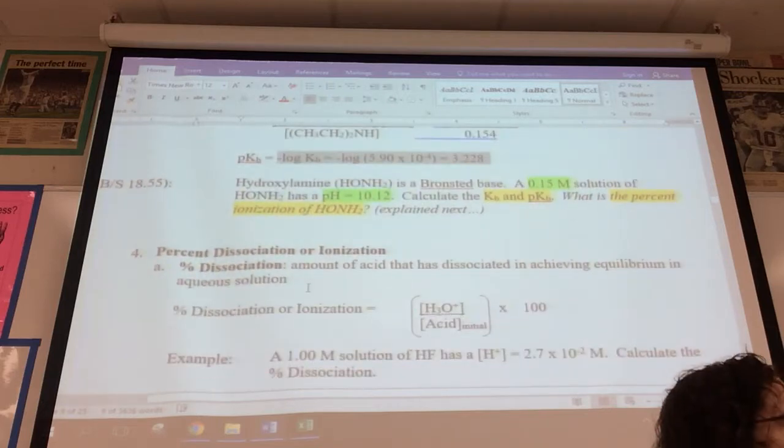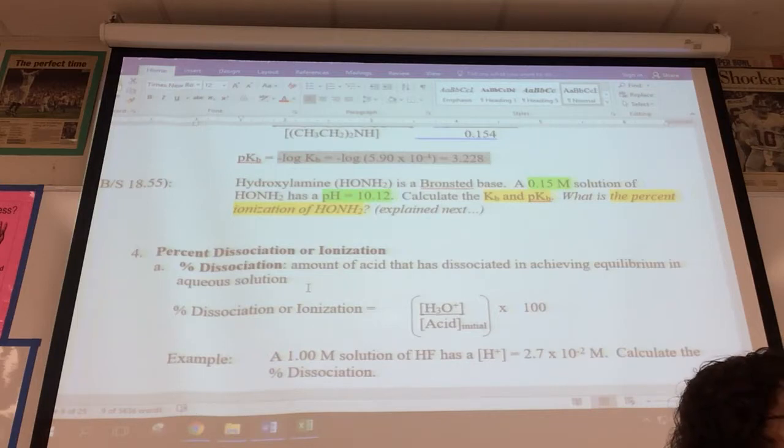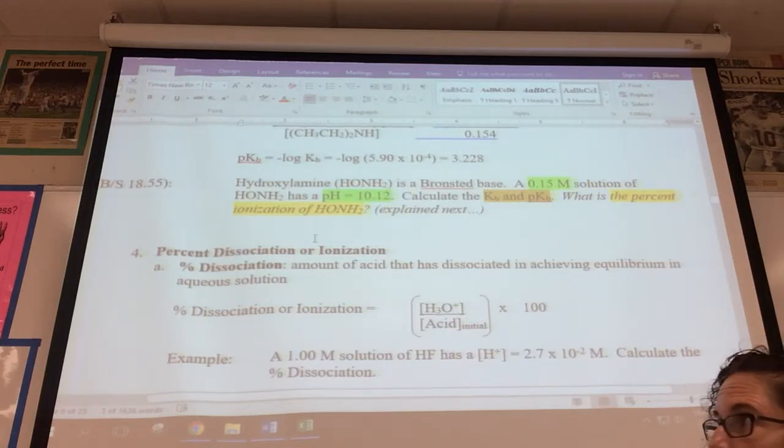Let's work the beginning part of this. This is from a different textbook. Let's work the beginning part of this very slowly. We'll worry about only calculating the beginning. It says hydroxylamine is a Bronsted base. You're starting with a 0.15 molar solution with a pH of 10.12. You want to calculate Kb and pKb, and then you want the percent ionization. Let's take a look.